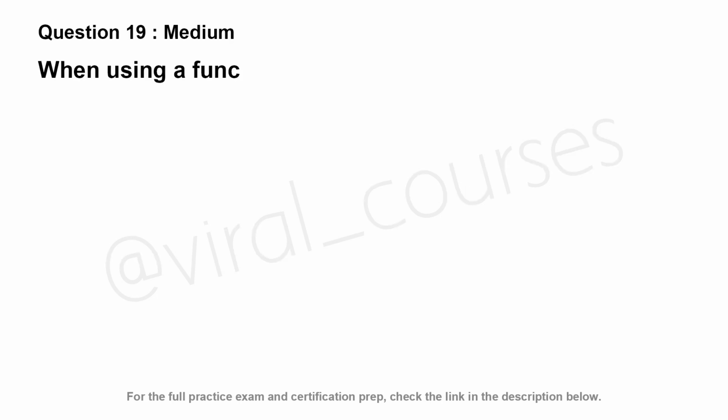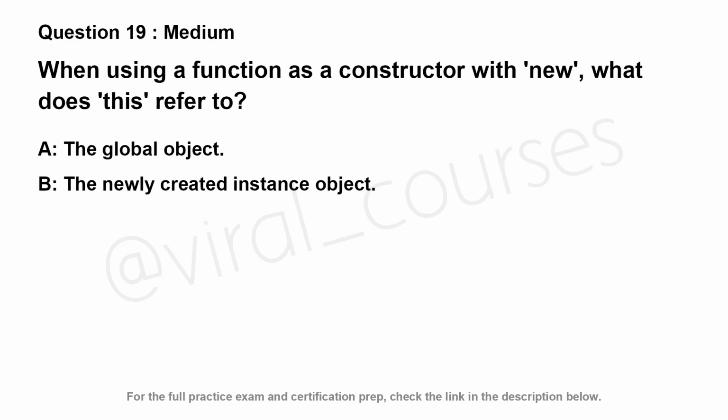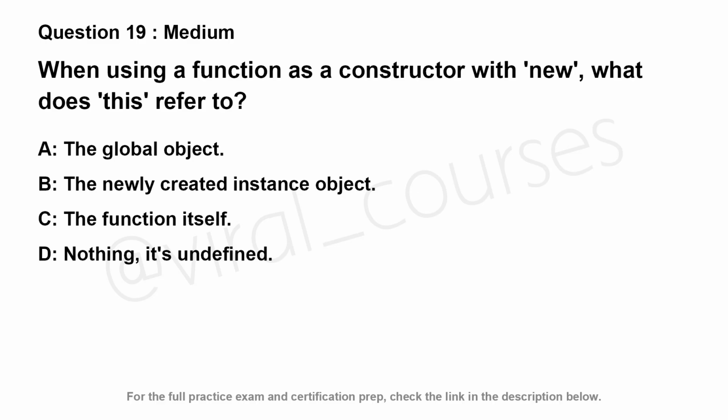When using a function as a constructor with new, what does this refer to? Option A. The global object. Option B. The newly created instance object. Option C. The function itself. Option D. Nothing. It's undefined.